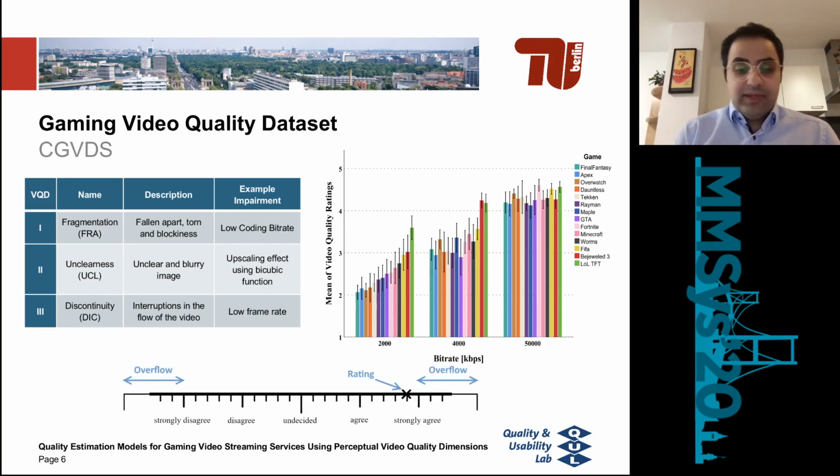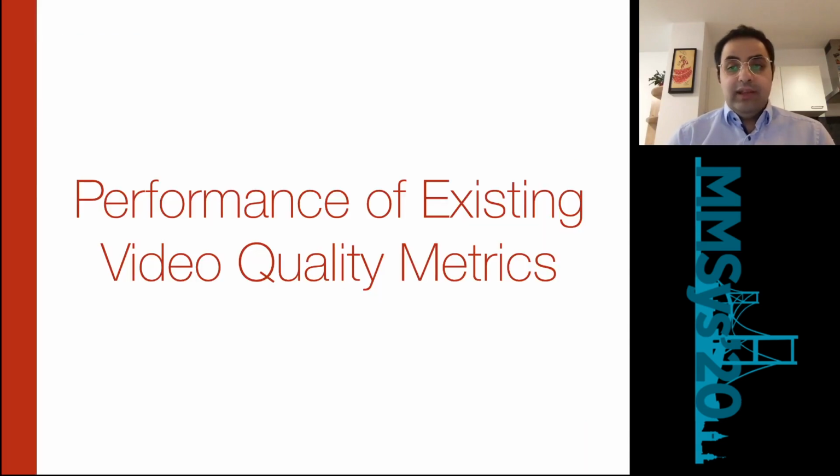In terms of the scale, we use a 7-point continuous scale, which was proposed and used in P.809, a recommendation on subjective quality assessment for gaming. And as you can see, that's quite different from traditional video quality assessment, where we have the ACR scale.